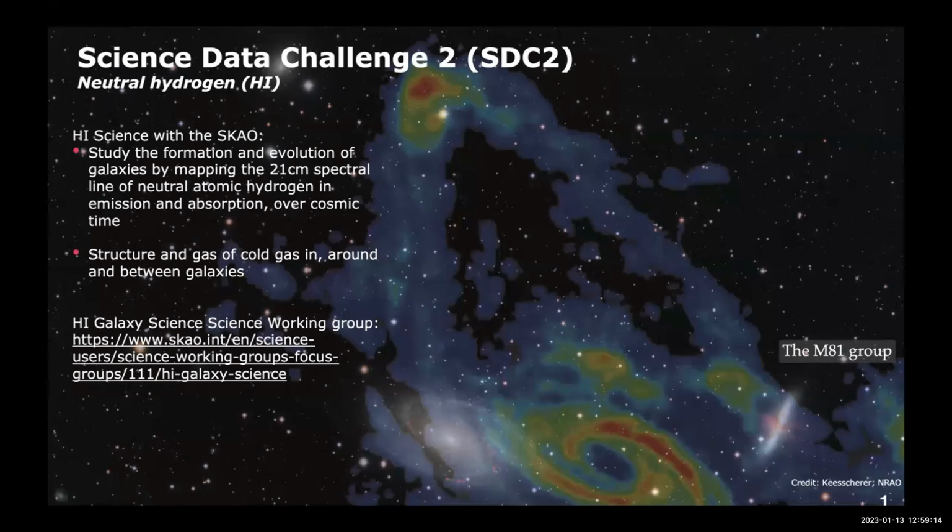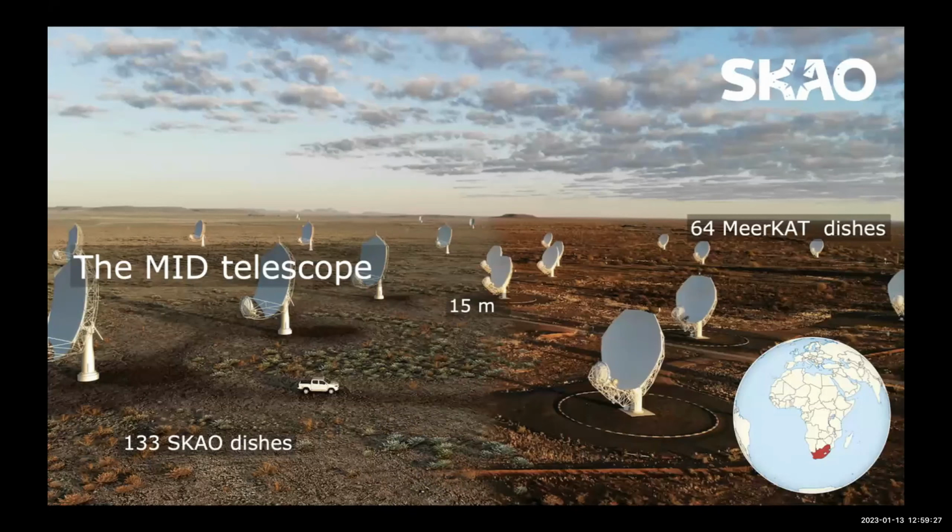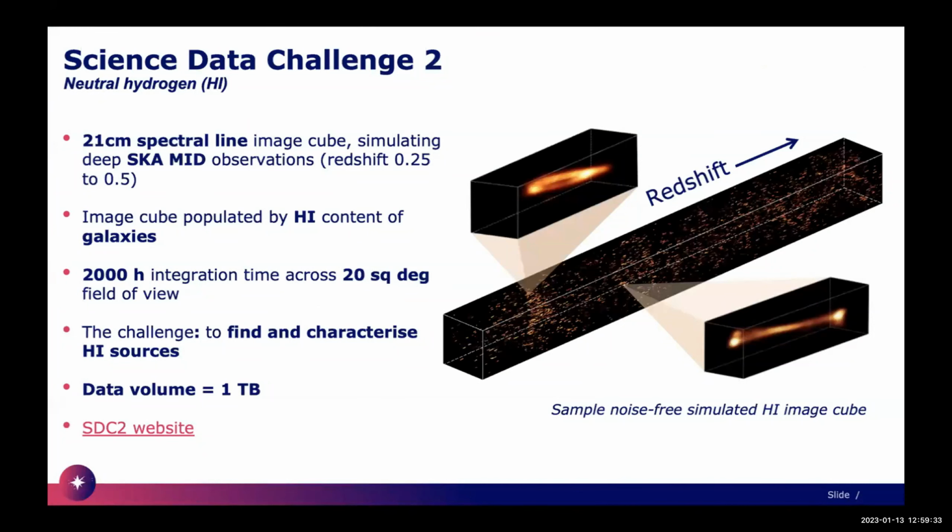And by doing that, they will be able to look at the structure and gas of cold gas in and around and between galaxies. So this second science data challenge was also based on mid-telescope observations, and it involves simulations, again, which were produced in a way quite similar to the first science data challenge.